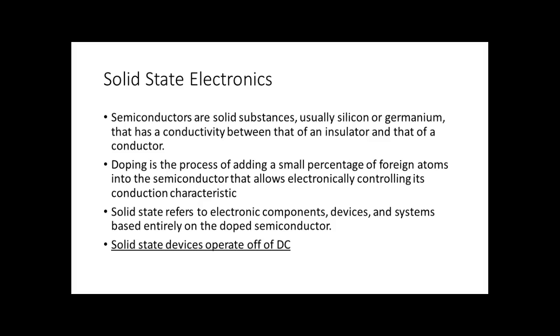Doping is the process of adding a small percentage of a foreign atom into the semiconductor that allows electronic control in its conduction characteristics. So we have a semiconductor which is neither an insulator nor a conductor. We introduce another atom into that and we can literally start controlling the conduction characteristic of this thing. So we can vary the resistance of this thing dynamically, which is pretty neat. Solid state refers to electronic components, devices, and systems based entirely on doped semiconductors.